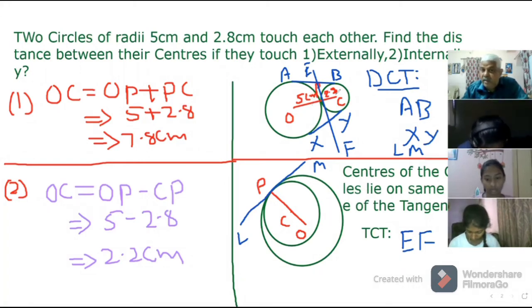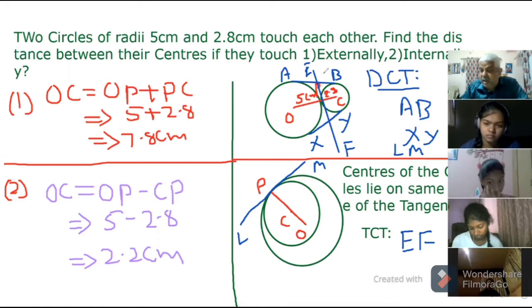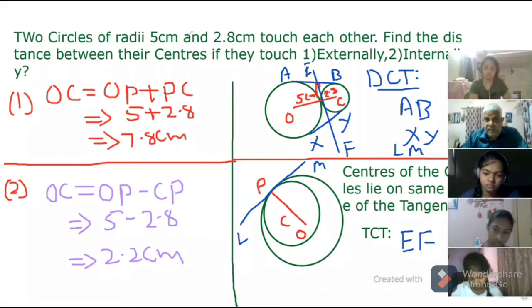It means the centers of the circles lie on either side of the tangent. If the centers of the circles lie on either side of the tangent, then it is called a transverse common tangent. So you have to remember the direct common tangent and the transverse common tangent. In future, we will get numericals based on finding the length of the DCT or the length of the TCT. Now, different types of DCTs, please observe.